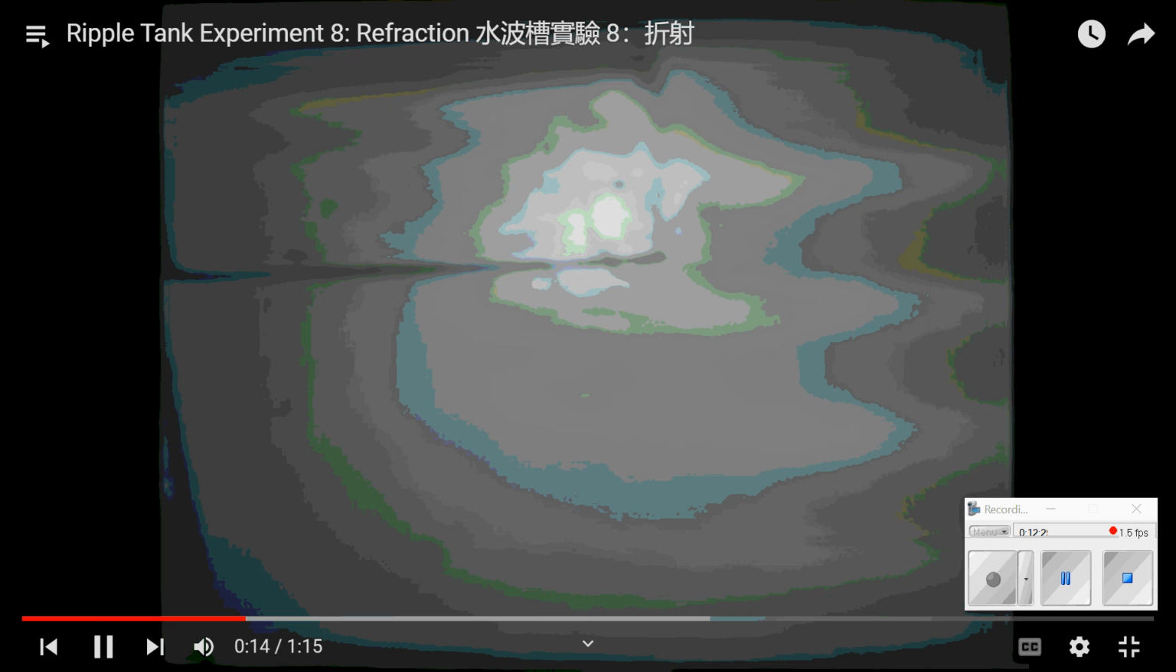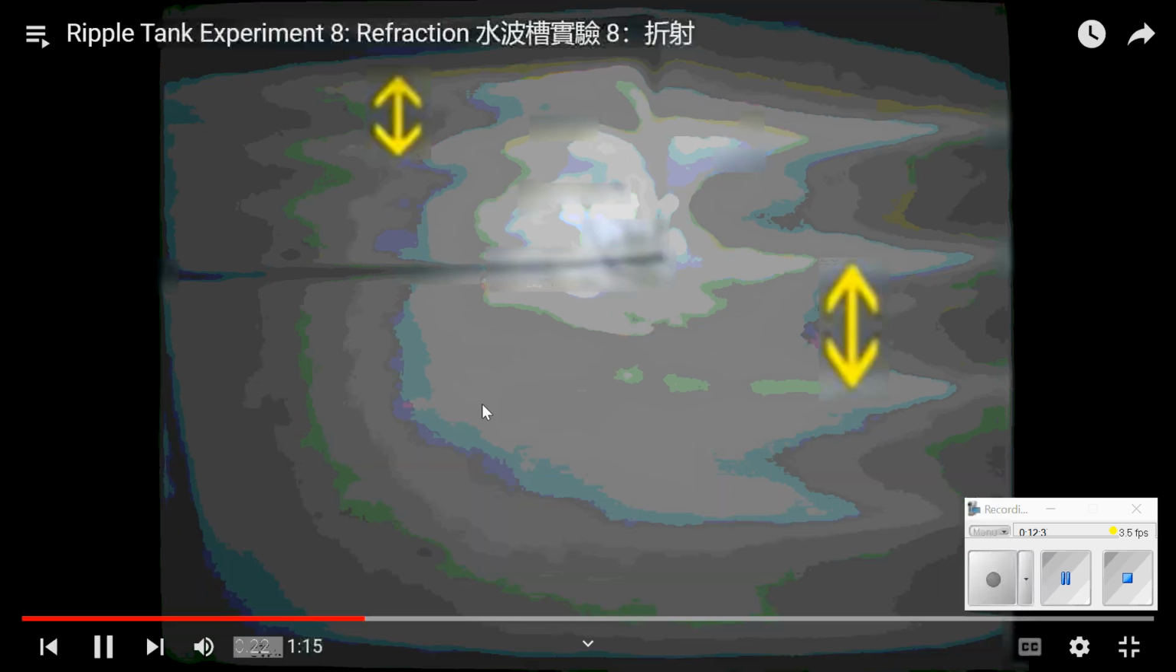Now that's straight. Now they're going to stop it in a second. You notice? I'm going to pause it. And they point this out, right?